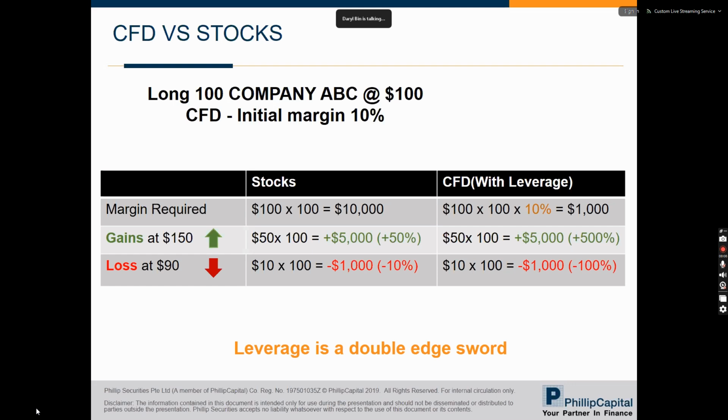So let us now look at the bearish side. When the market goes against you, say company ABC went down by $10 and we'll be losing $10 per share. So for stocks, we'll be down by $1,000 and that is 10%. However, for CFD, we will be down by $1,000 and that is 100%. So this is why leverage is a double-edged sword. It can amplify your gains and losses.